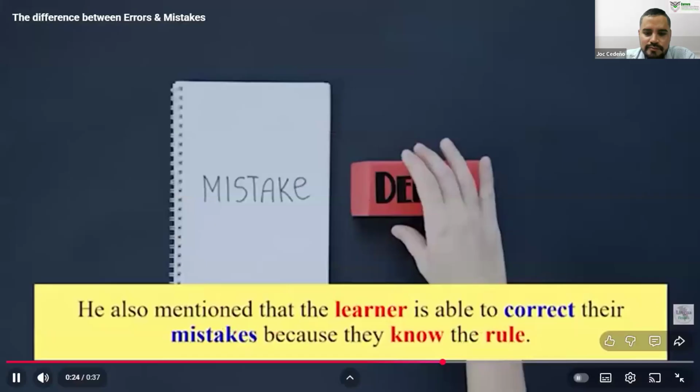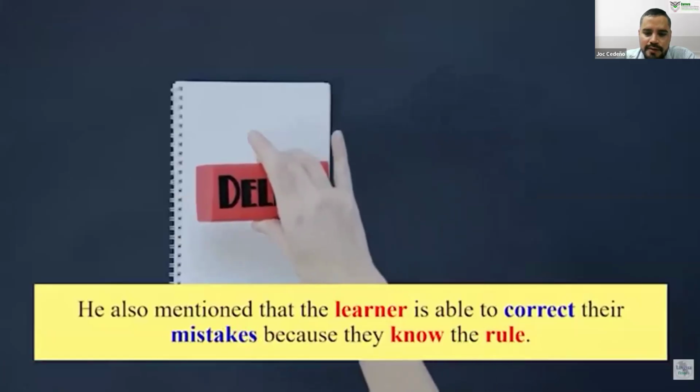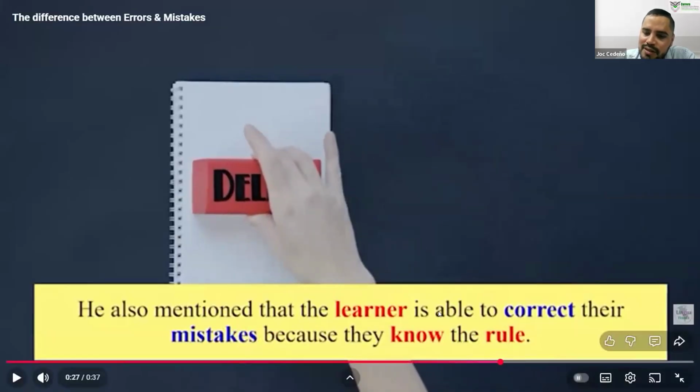Okay? So remember, mistakes are easy to correct, but errors are almost impossible to correct. Okay? Why? Because the student is not conscious of the errors. Accordingly, they are recognized. He also mentioned that the learner is able to correct their mistakes. So the student is able to correct the mistakes, okay, because they know the rule.